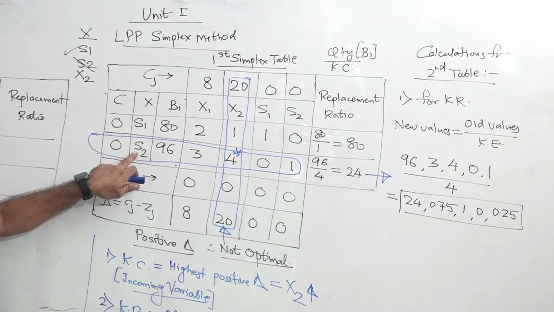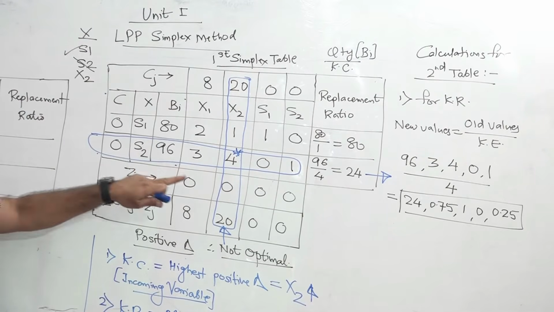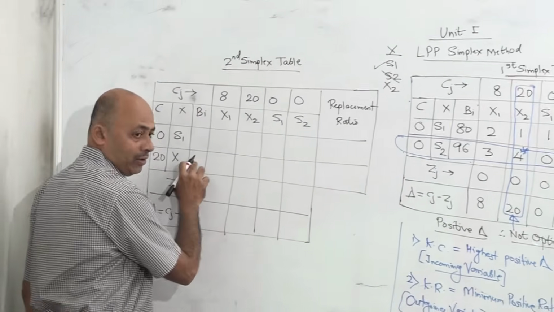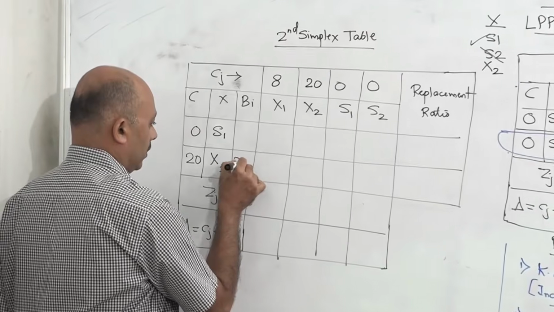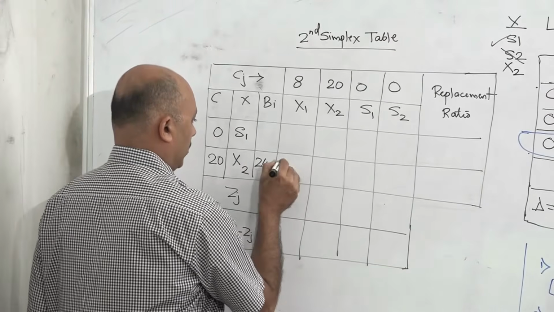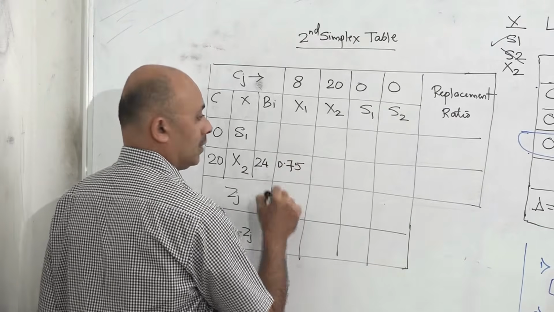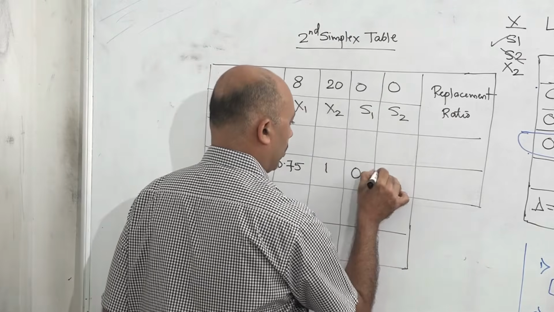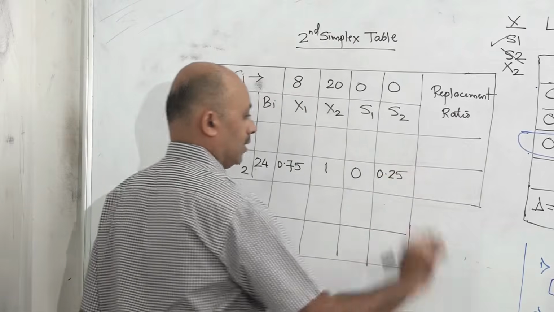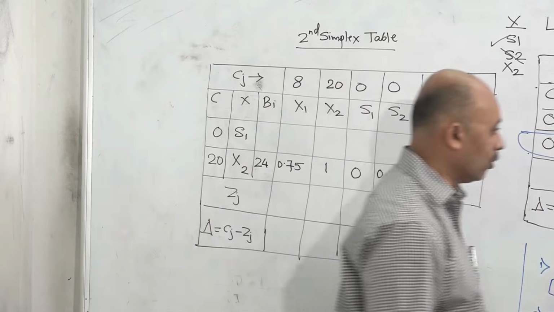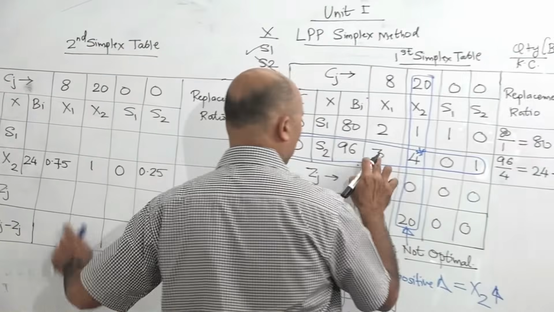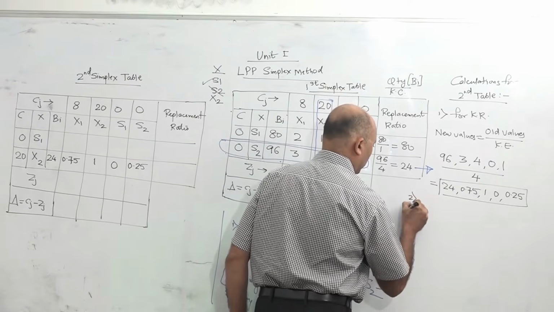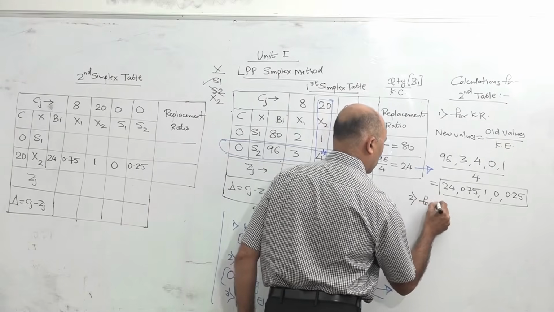And this is the second row. These new values in this table will now come in the second row. So here we will write 24, 0.75, 1, 0 and 0.25. These are the new values of the key row. Why have we written them in the second row? Because the key row was the second row. This is the first calculation. And the second calculation is for non-KR.